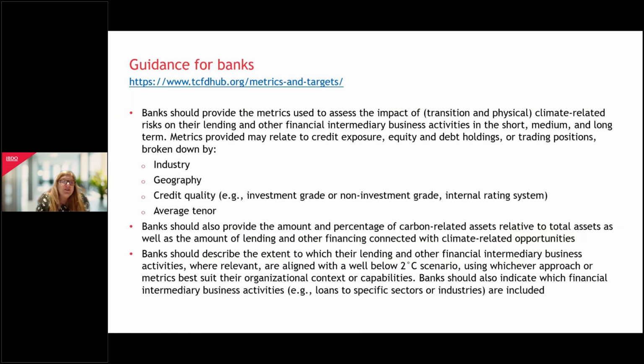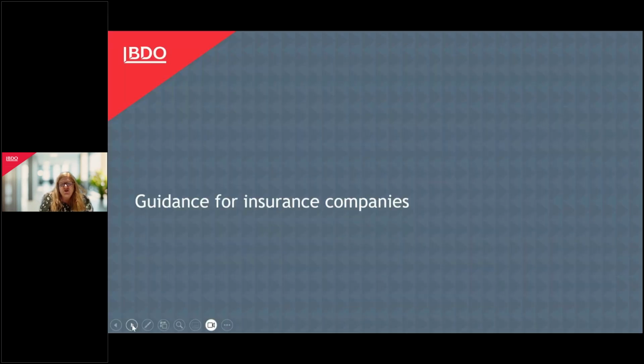Banks, even under the TCFD regime, were encouraged to disclose their carbon-related assets, the extent to which they finance low carbon transitioning activities. So really important to do that. And then they also said banks should describe the extent to which their lending and other financial intermediary business activities are aligned to a well below 2 degrees Celsius scenario. So I think that's a really important aspect to remember. Banks already have to do this under TCFD recommendations.